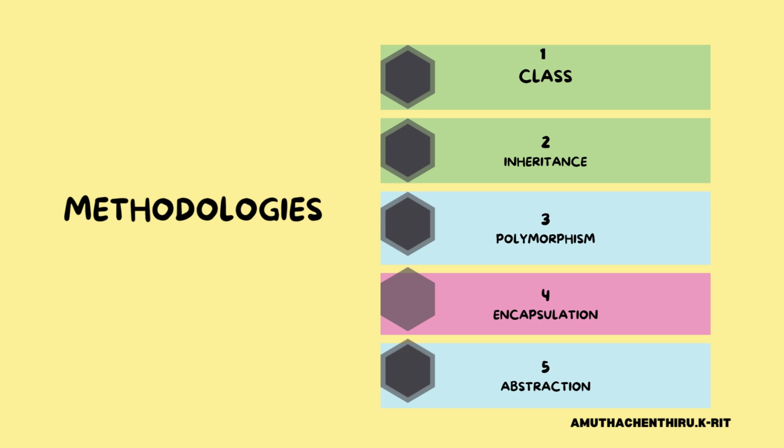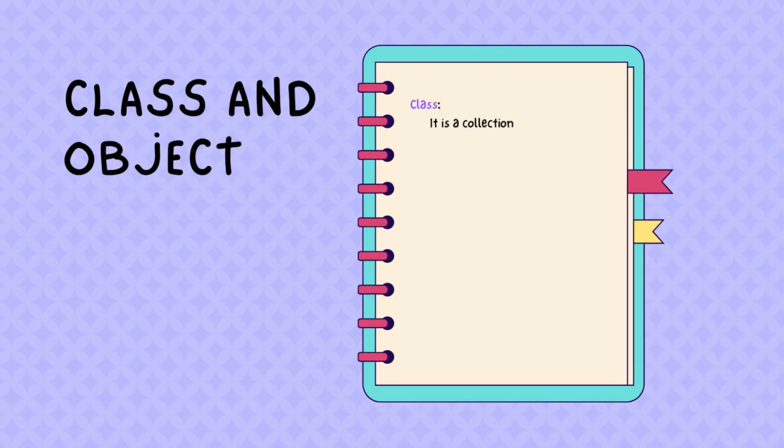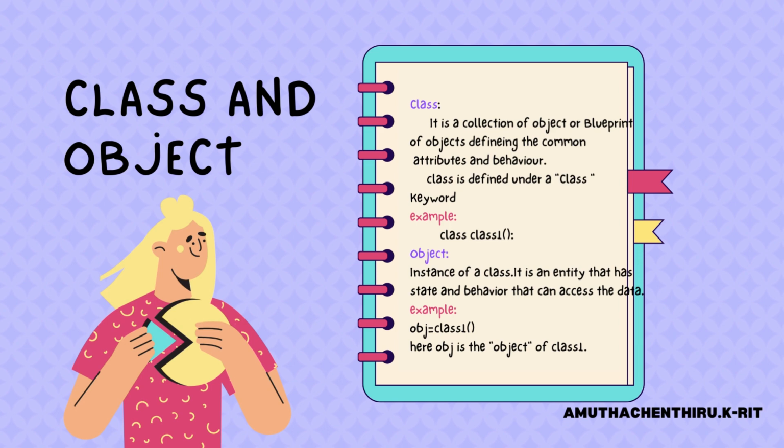Here, there are five methodologies that can be used in OOP: class, inheritance, polymorphism, encapsulation, and then abstraction. Class. First of all, class is nothing but a collection of objects or a blueprint of an object. If you want to build your own house, first you will go to a civil engineer and get a blueprint of your home. Am I right? So that blueprint is called a class and your original house is called an object.